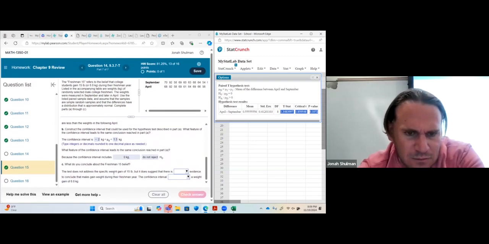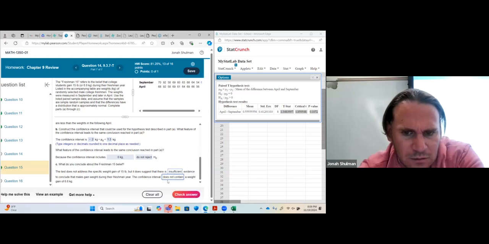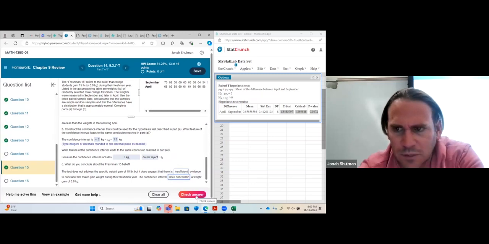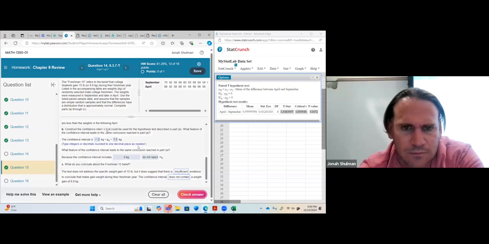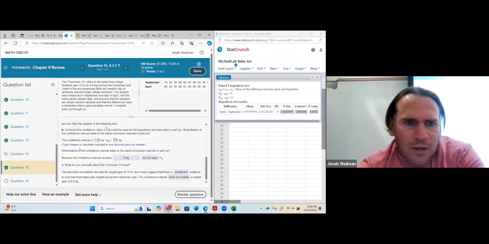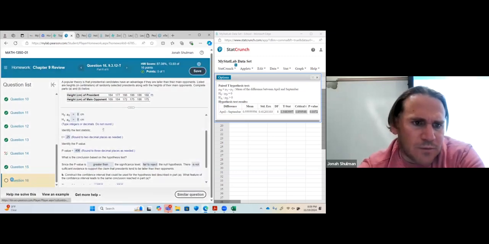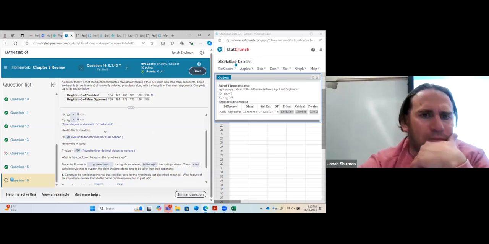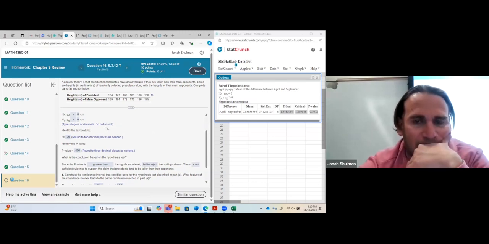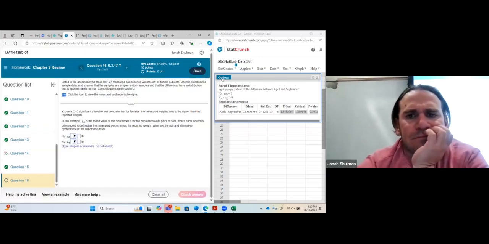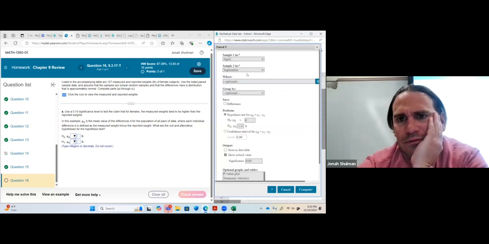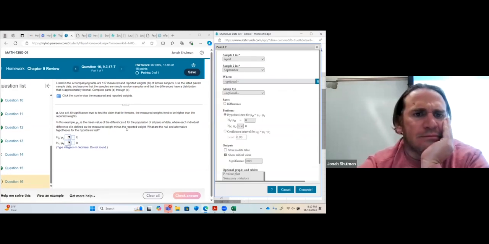This does not address, but it does suggest that there is insufficient evidence to conclude that males gain weight during the freshman year. The confidence interval does not contain a weight of 6.8. Yeah, we're good. We are so good. I just typed in the hypothesis wrong. That's okay. Last one. I'll take the one mistake all day. That was my error. I put the wrong month in the wrong spot.